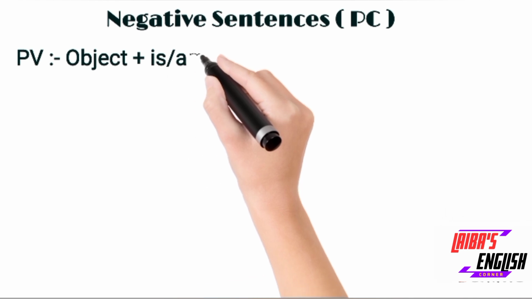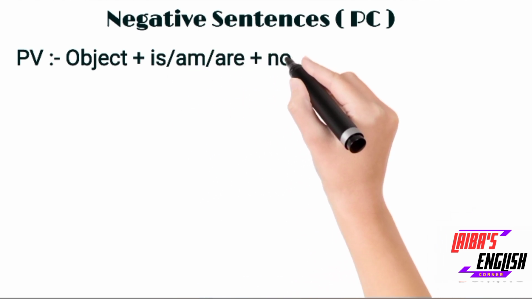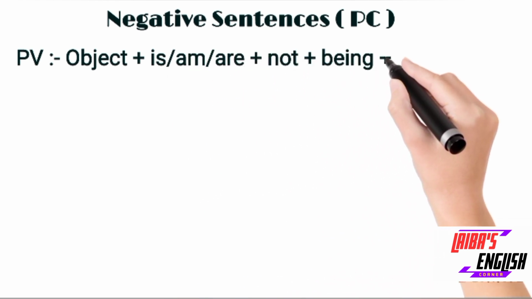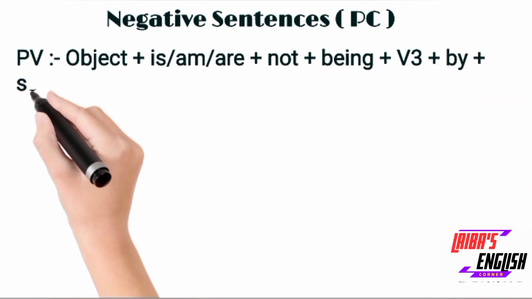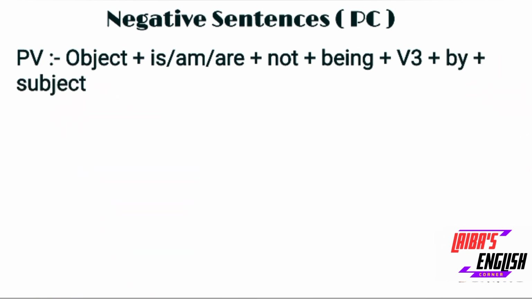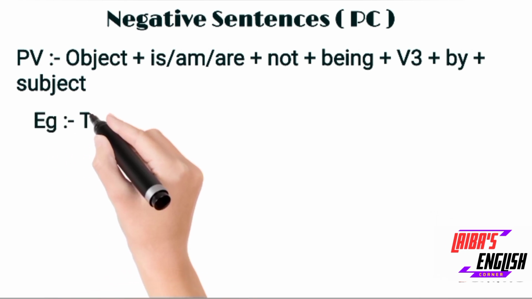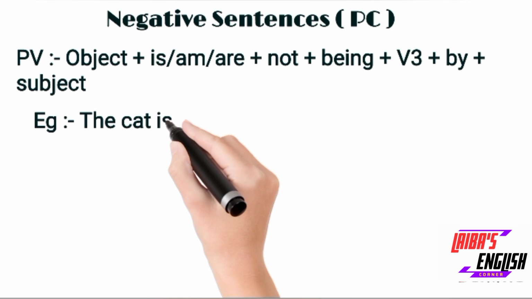Now we are going to make the negative sentences of the present continuous tense. So negative sentences include not only. So we will see the structure of passive voice. Object plus is am/are plus not plus being plus third form of verb plus by plus the subject. Remember that if they is the subject there, we don't need to mention they as an object. Okay? So now let's make the sentence.